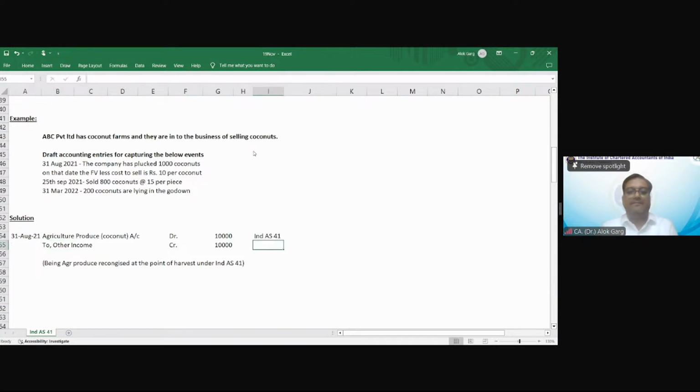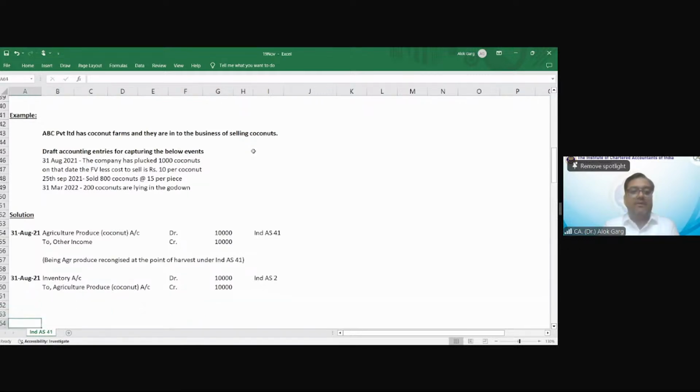What is the next entry? On the same date, what is the next entry? Inventory account debit to agriculture produce, right? This is moved to inventory now. What is the amount? Same amount, 10,000. Now it becomes an Ind AS 2 item. Okay, Ind AS 2.